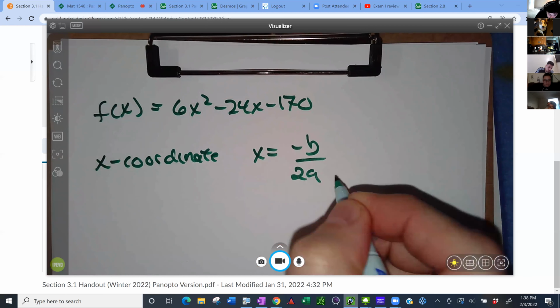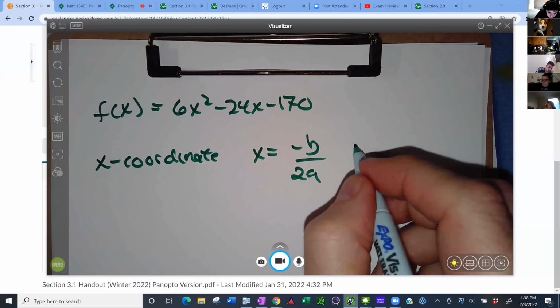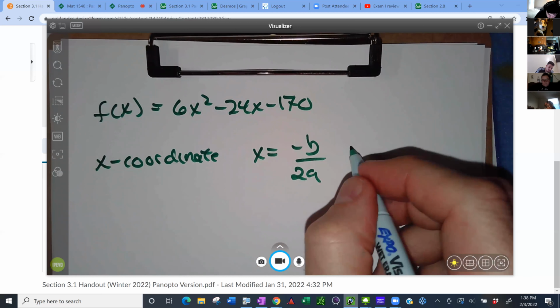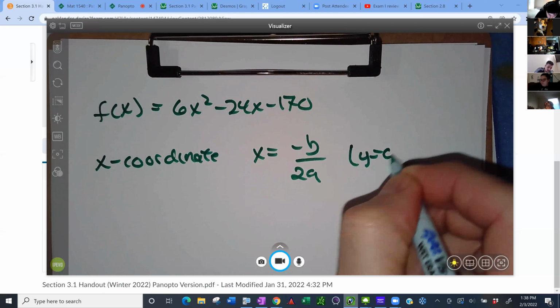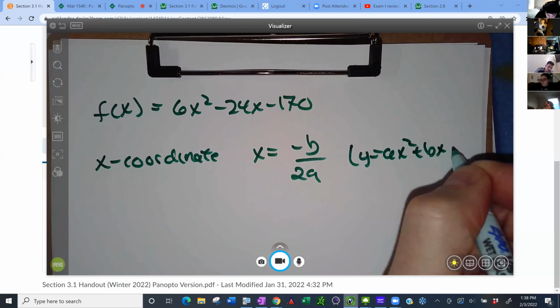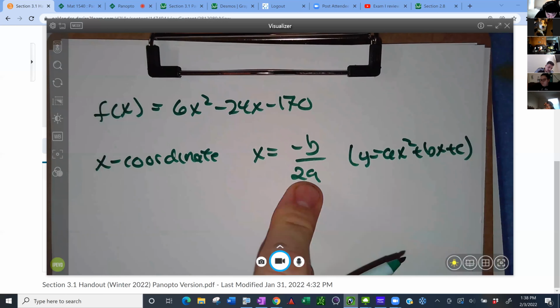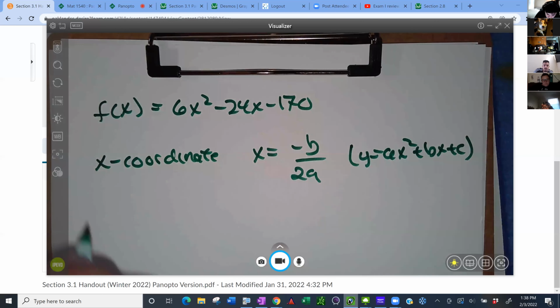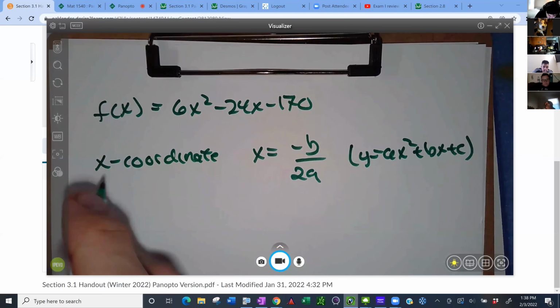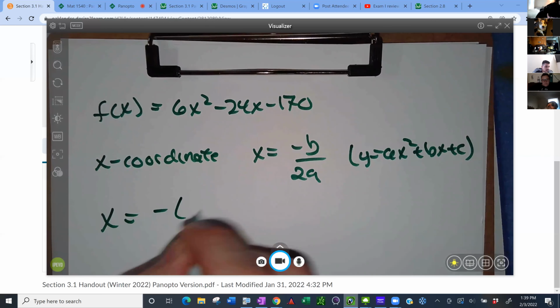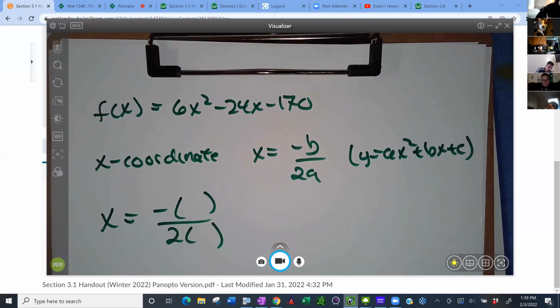But if all we want is the vertex, the x coordinate of that vertex is x equals negative b over 2a. And now I'm assuming that my parabola is in this form. Y equals ax squared plus bx plus c. If it's in that form, that's the x coordinate of my vertex. So let's figure out what that is in this case. That's going to mean x equals negative of something over 2 times something.